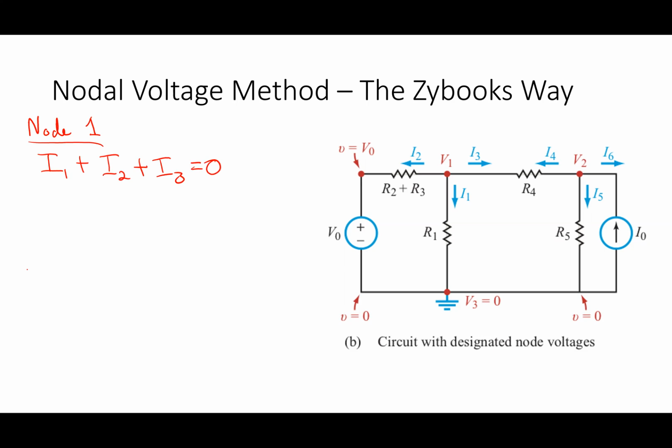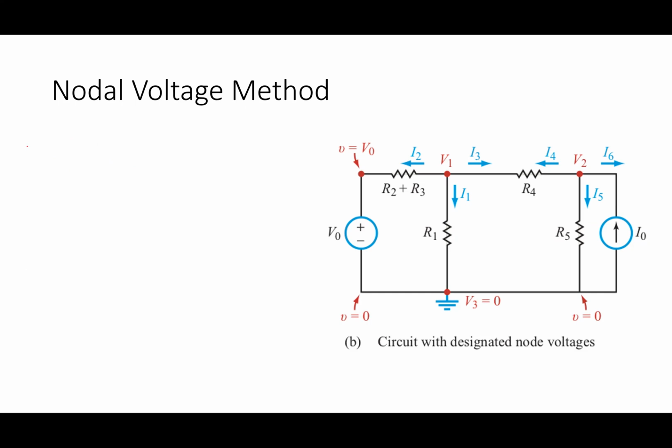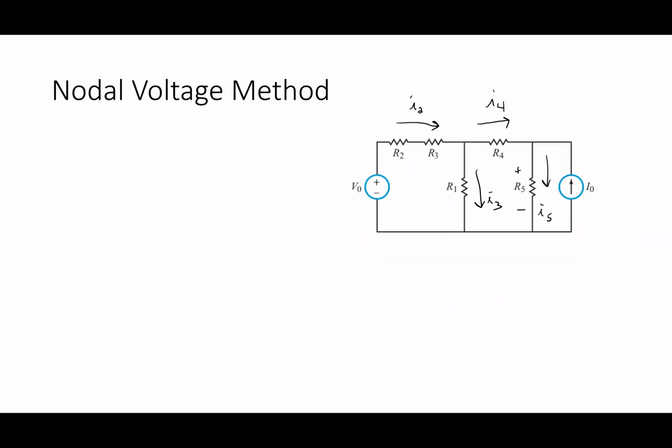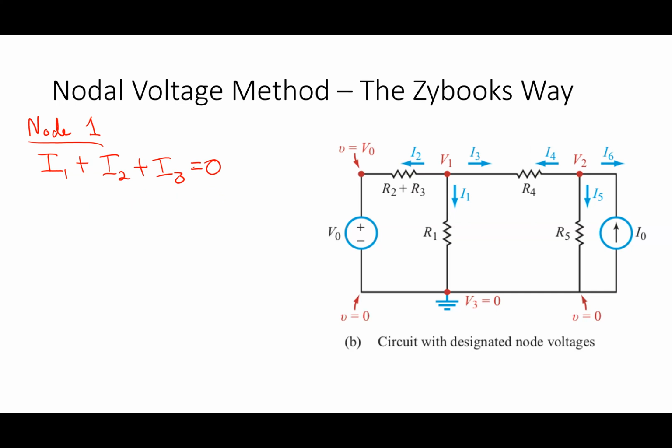And then at node 2, I'd have a similar equation, right? At node 2, I guess I'll do it over on this slide. I will have what? I4 plus I5 plus I6 equals 0, right? The currents always go out. Now, whenever I do this, they're making an assumption about the directions of the voltages on top of the resistors, right? So how do you write the node voltages for each of those currents when you do it this way?